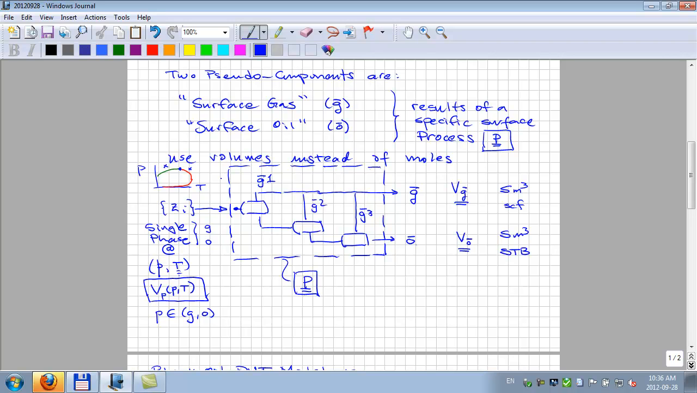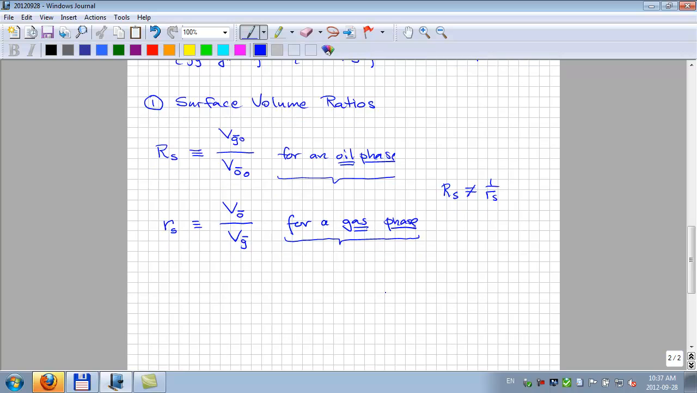But if what you're sending into this process is over here, it's an oil phase, you put it through the process, you get a surface gas volume and a surface oil volume, you're not going to calculate little rs with that, right? You're going to calculate big Rs, because it's a surface gas coming from an oil phase. And the little rs is a surface oil coming from a gas phase, and it's a surface gas coming from a gas phase. And now it's easy to see why big Rs is not equal to 1 over little rs, because we don't have the same terms, right? So we understand that now.